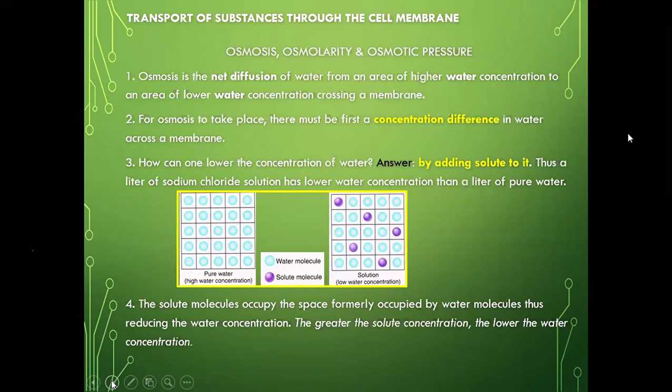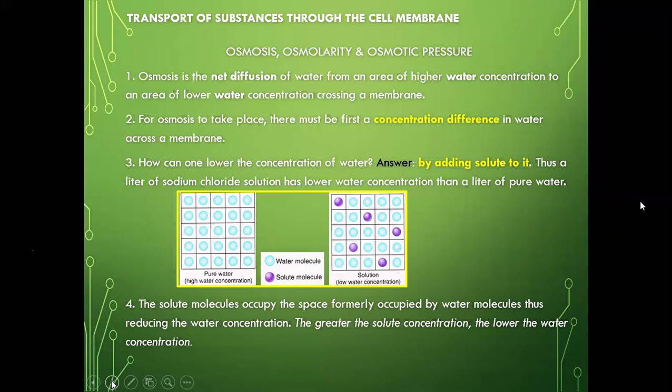How about osmosis? Osmolarity and osmotic pressure. Osmosis is the net diffusion of water from an area of higher water concentration to an area of lower water concentration across a membrane. This time, it is water. For osmosis to take place, there must first be a concentration difference in water across a membrane.